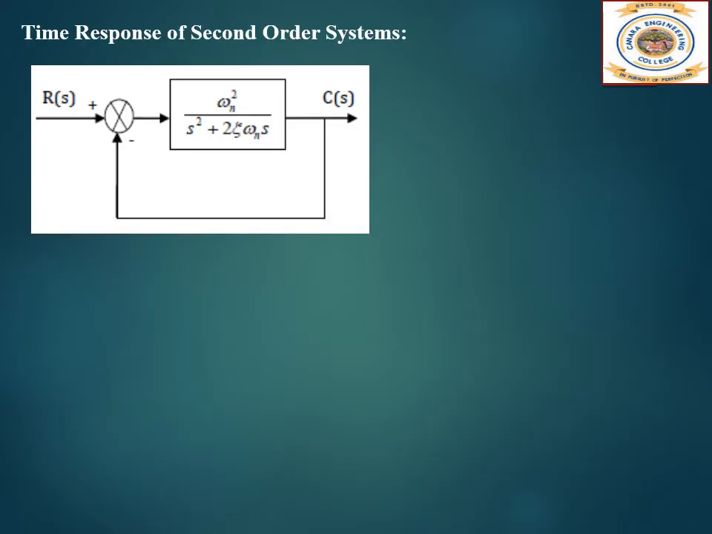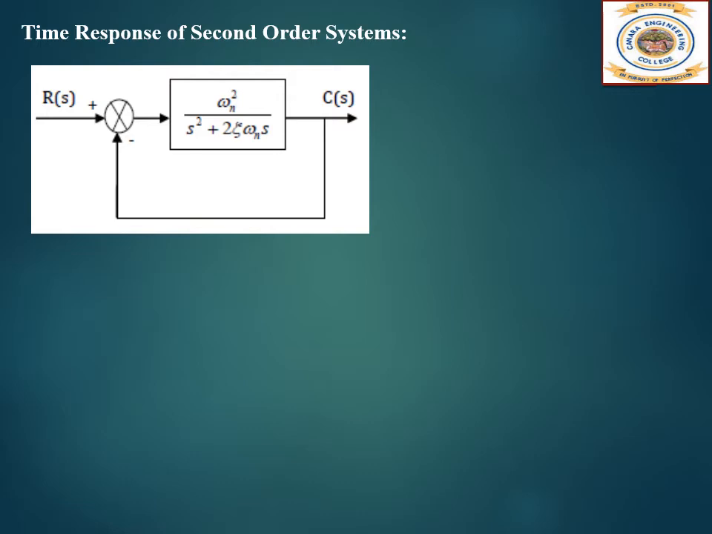So next we will see the time response of the second order system. Second order system means we have two poles. Okay, that is called a second order system. How do you find these poles? We equate the denominator of the transfer function to 0 and we find the roots of that. Those are the poles of the system.